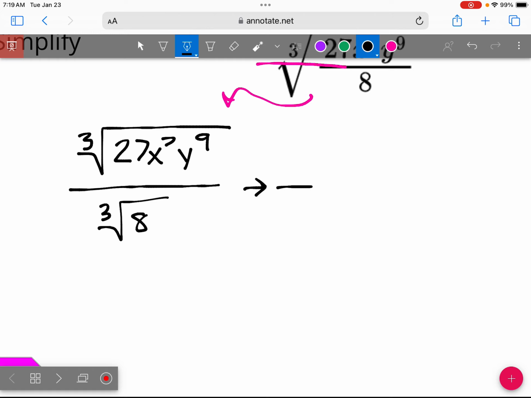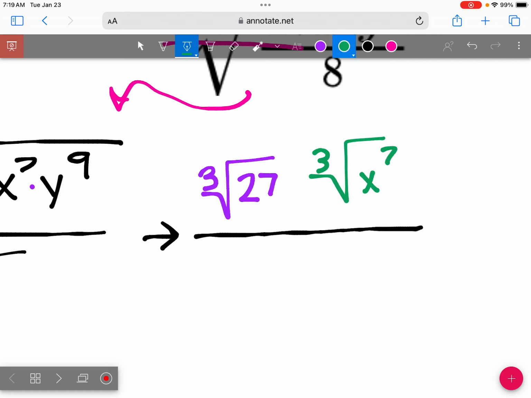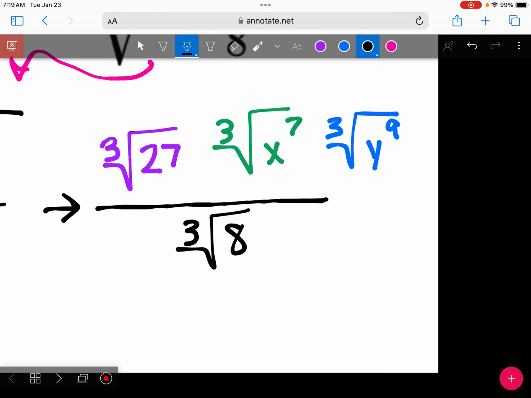Then I'm going to split the numerator apart into different products. Since those pieces are all multiplied together, I can split them up individually to be the cube root of 27, the cube root of x to the 7th, and the cube root of y to the 9th, over the cube root of 8. And then we're going to simplify each chunk individually.